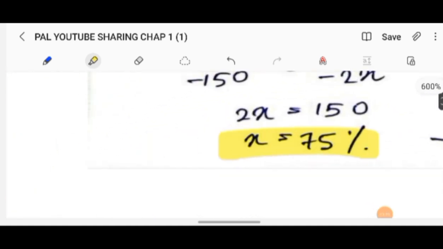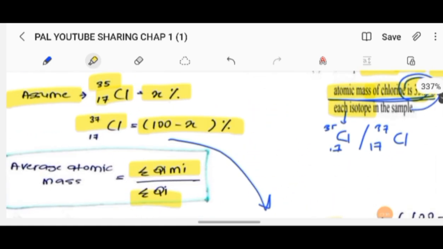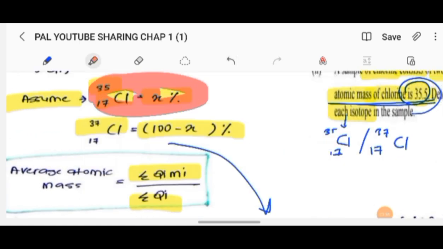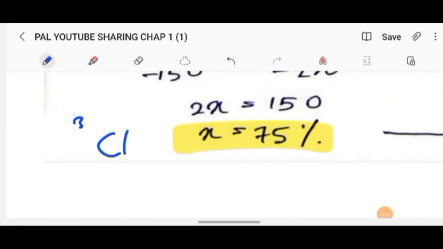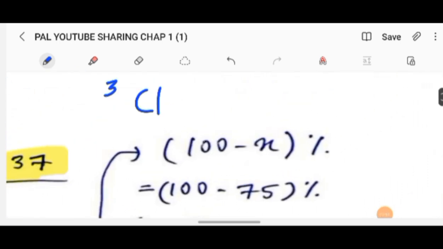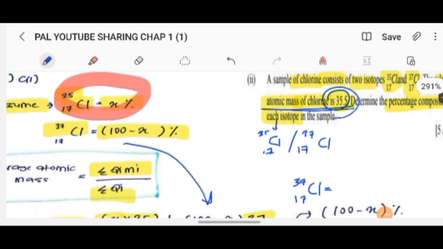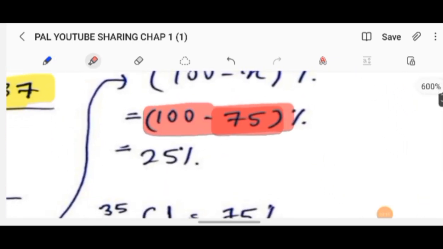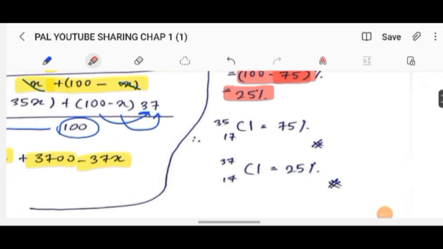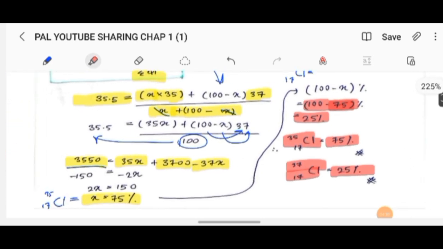X equals 75% is for the percentage of isotope 35. For the second isotope, we take 100 minus X. X is 75, so 100 minus 75 gives 25%. So we conclude that the percentage of isotope 35Cl equals 75%, and the percentage of isotope 37Cl equals 25%. This is the final answer.